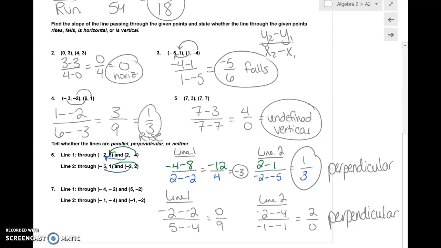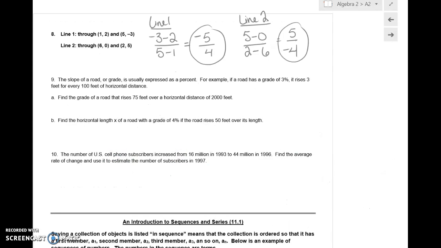What are you guessing it's going to turn out to be? Probably parallel, but we'll see. Maybe it's not. So turn to the next page and try number 8.